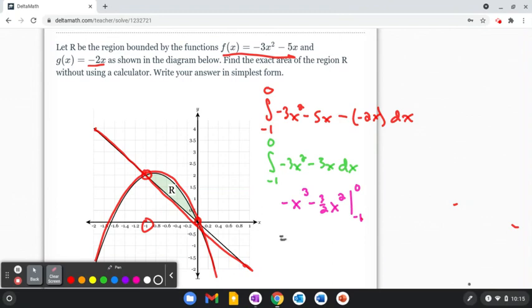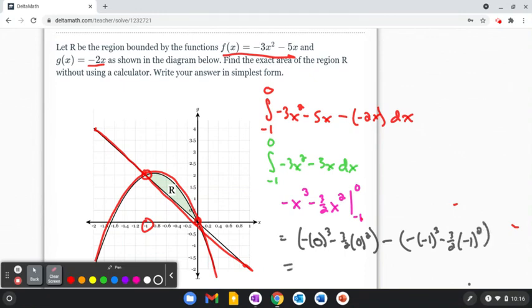We then plug in the top. So that's going to give us all zeros, -0 cubed minus 3/2 times 0 squared, minus, careful with the signs here, very easy to mess up. Negative goes on the outside, and then a negative 1 cubed minus 3/2 times negative 1 in parentheses squared.